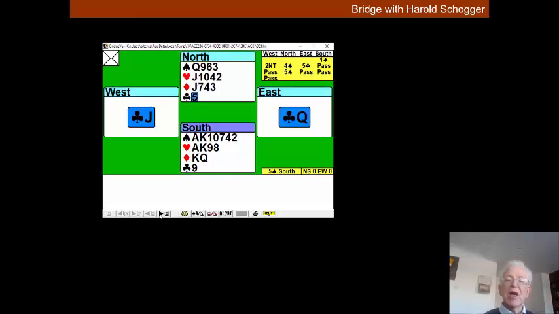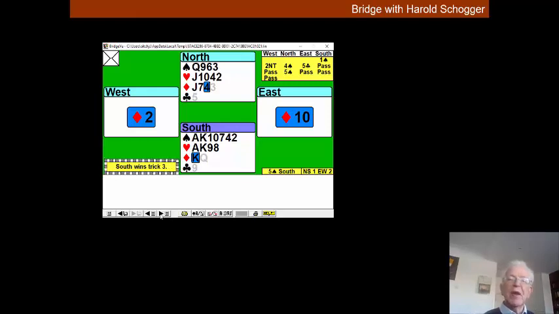West leads the jack of clubs over to partner's queen, and East now plays a diamond before switching to another diamond, and we win with the king. How are we going to play this hand out?